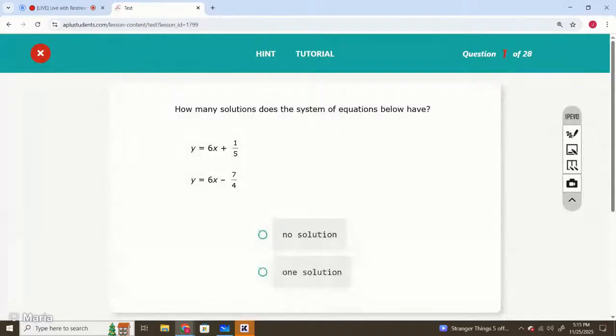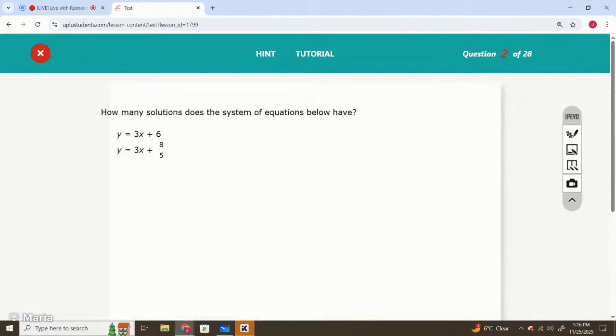How many solutions does the system of equations below have? y equals 6x plus 1 by 5 and y equals 6x minus 7 over 4. So both the equations have the same slope but different y-intercepts. So that means the system has no solution. Option number 1 is the correct option.